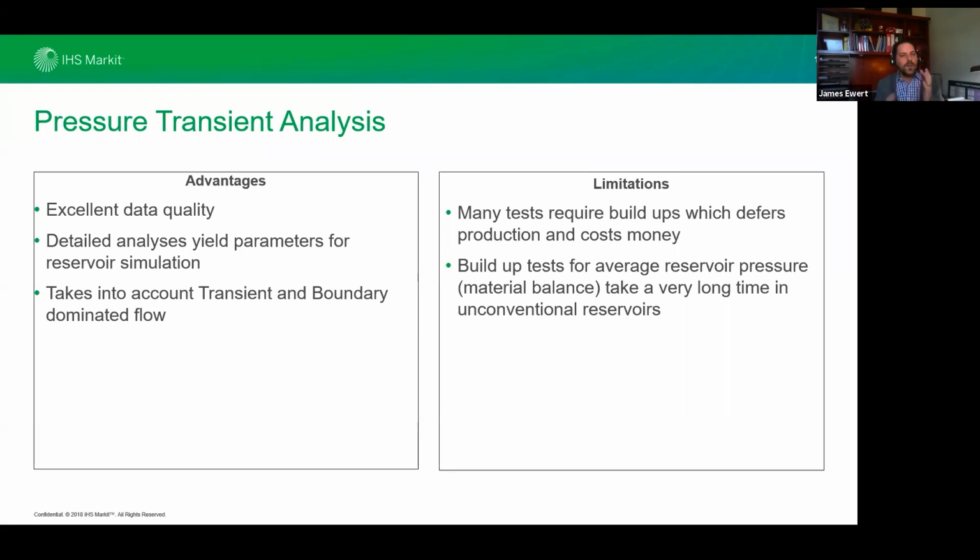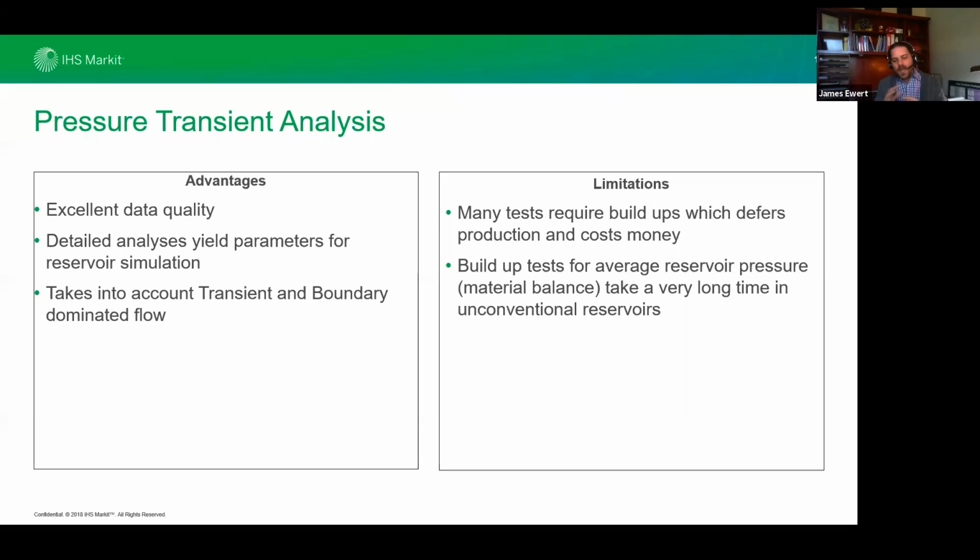in those wells. So of course, PTA, pressure transient analysis, you get that excellent data quality. You can do very detailed analysis. The better the data, the clearer the signal that you're going to get from it. But a lot of the tests that we're going to do there, they require buildups. And when you build up a well, even if it's a higher perm, you have to shut it in. That well's not making money. If it's shut in, it's not making money, so it costs money.